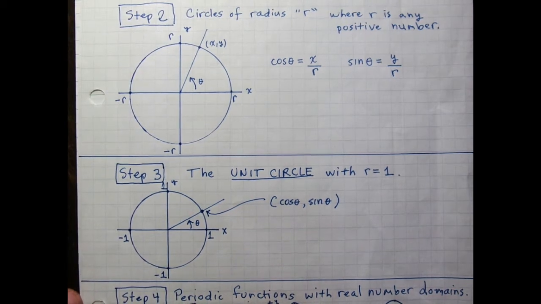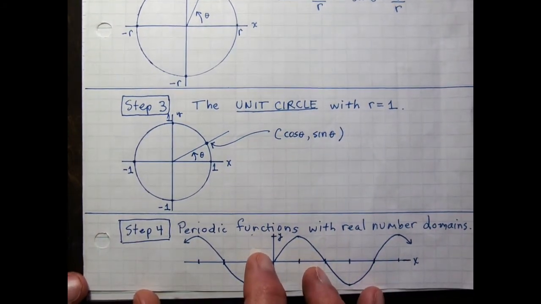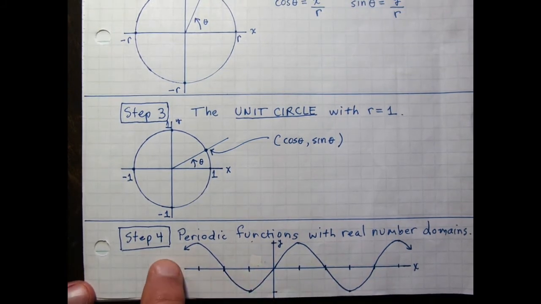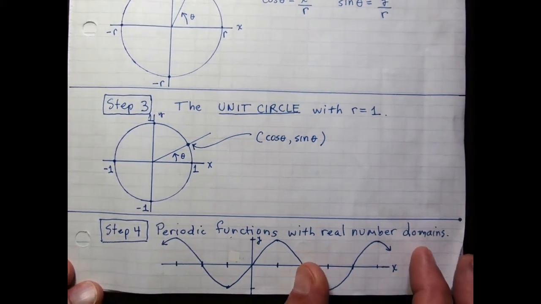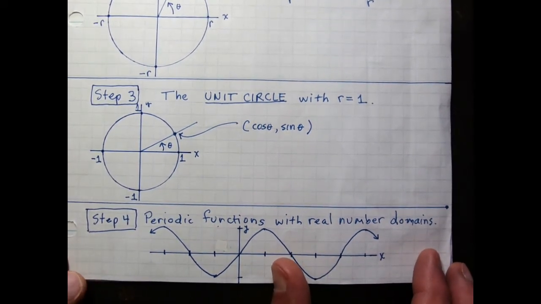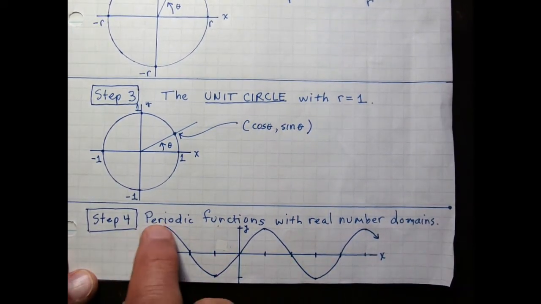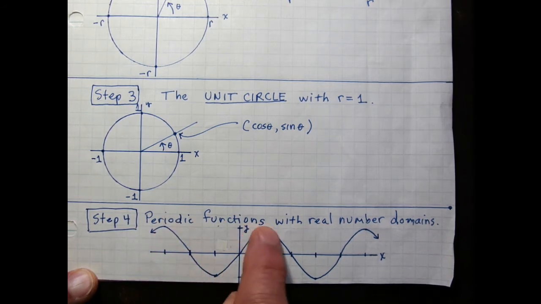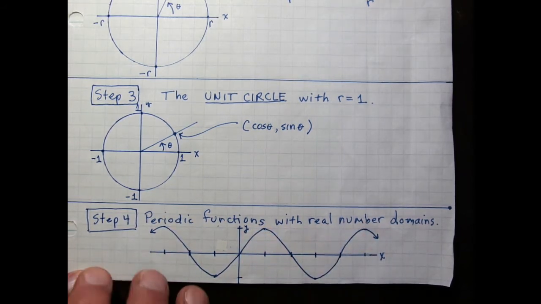And then finally, quite a few weeks down the line, probably around midterm time, we're going to take the fourth step, where we think of trig functions as periodic functions with real number domains. And okay, that's quite a mouthful. Just take a look at this wavy graph. In an advanced setting, trig functions are thought of as functions that have graphs with a wave pattern to them.